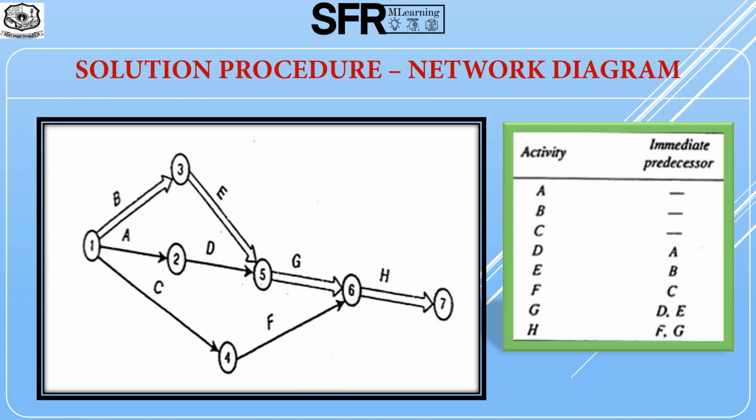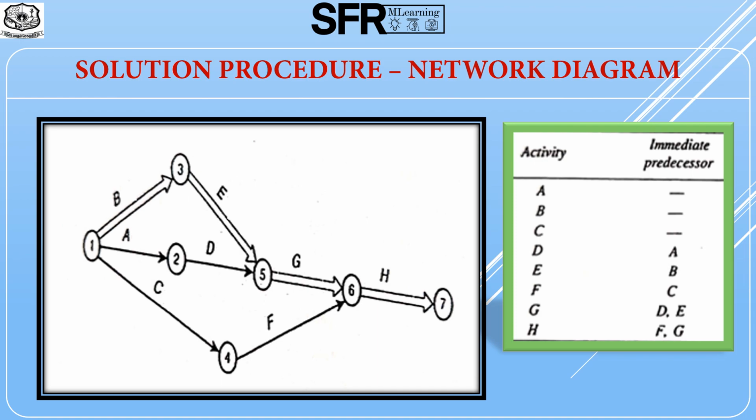First, we have to draw the network diagram for the given data, which consists of nodes that are represented as circles and activities that are represented as arrow lines. In the given project, the activities A, B, C have no immediate predecessor. That means they are the initial activities, starting at node 1. So they start from the initial node 1.